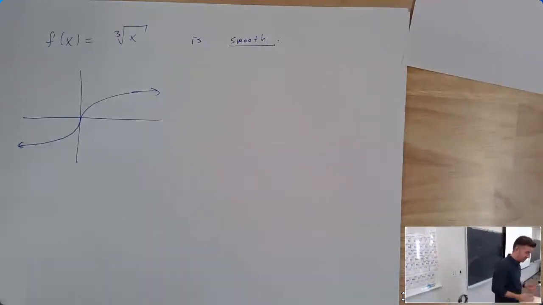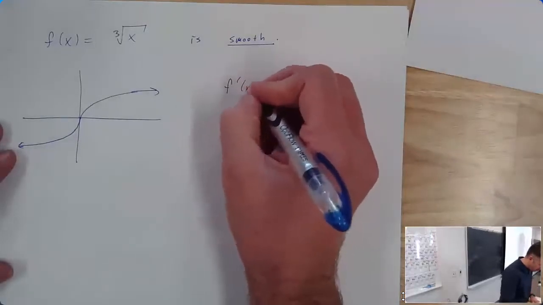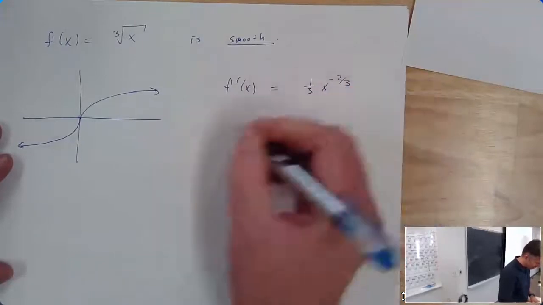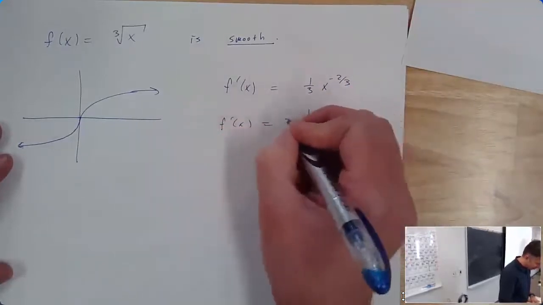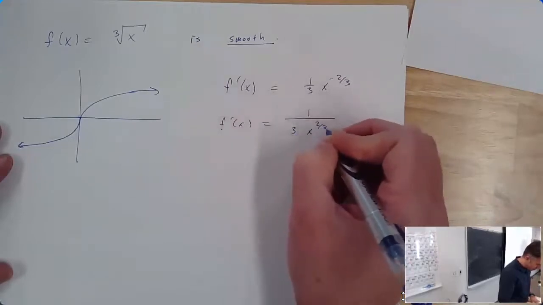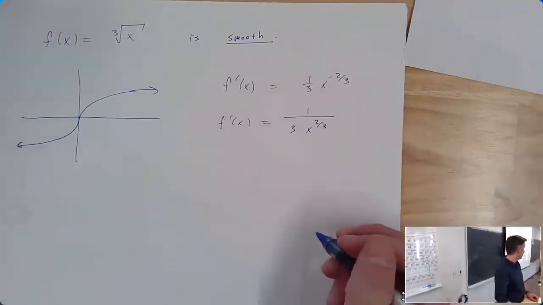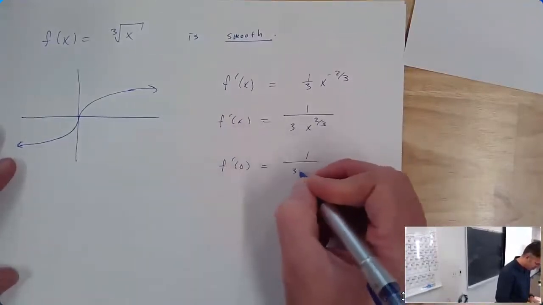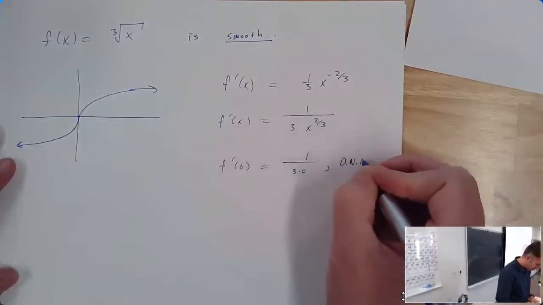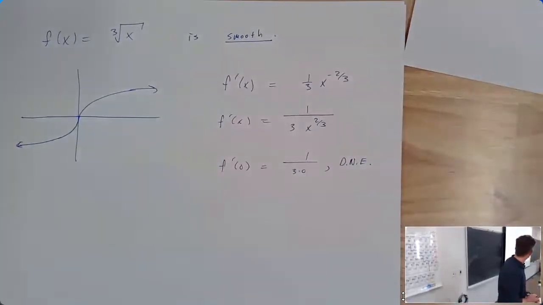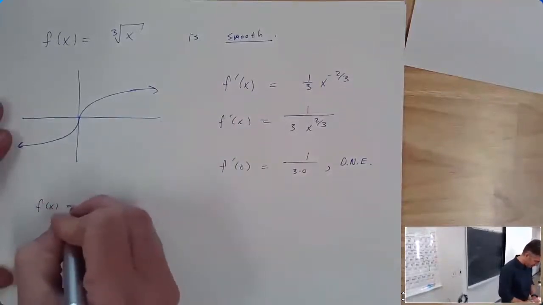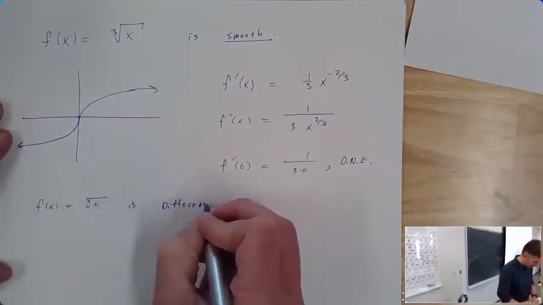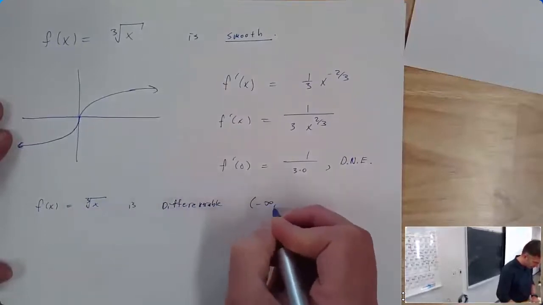Let's take a look. Our derivative here, if our function is x to the 1/3, our derivative is 1/3 x to the negative 2/3. If we rewrite that as 1/3 over x to the 2/3, if you try plugging in 0, we're again dividing by 0. So here, f prime of 0 is undefined. So this function, f of x equal to the cube root of x, is not differentiable at 0, or worded another way, is differentiable everywhere but 0.